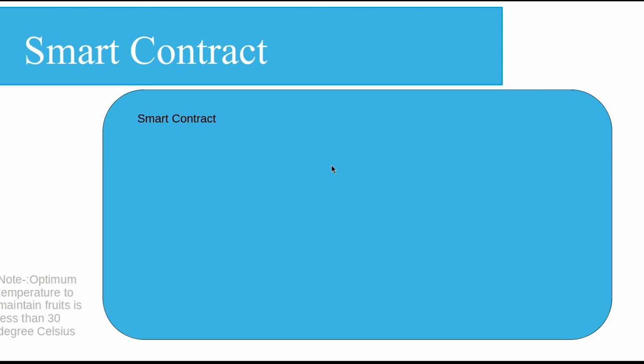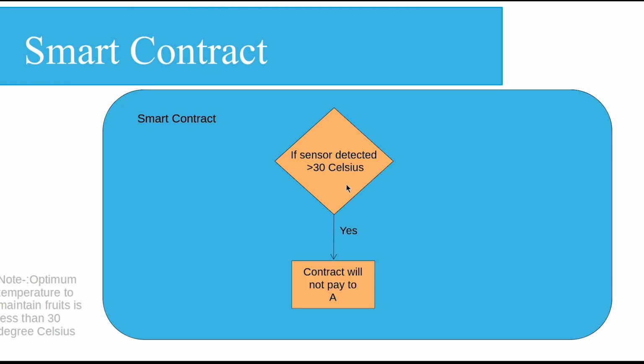So now let us see what is actually written in this smart contract, and we are going to use a flow diagram to understand this better. If the smart contract detected a temperature greater than 30 degrees Celsius, if the sensor that A has installed in the container of his truck detected a temperature greater than 30 degrees Celsius, in that case, the contract will not be paying anything to A, right?